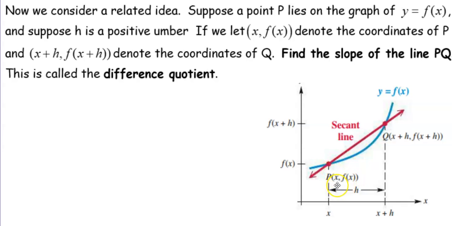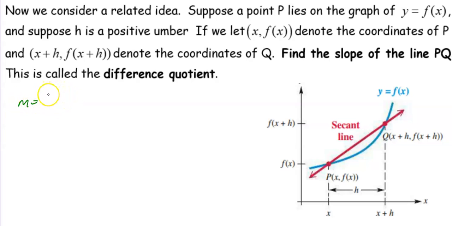So if I start at point P, and point P is going to be at some point (x, y), what we're going to do is change x by h. So for Q, the x value of Q is going to be x from P plus whatever the change was in x, and then that is going to change y for Q.